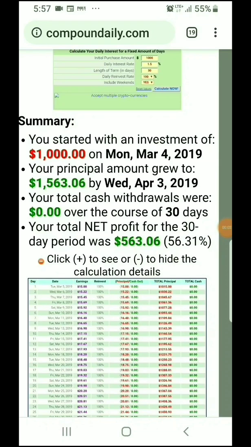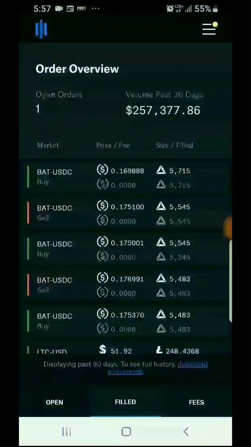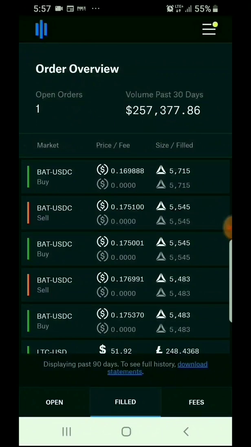Hey guys, sorry about that. The screen went black on me again. So what I'm going to do now is get over here to Coinbase so I can show you again what I've been doing. Basically, I started off with Basic Attention Token about 1 or 2 days ago.